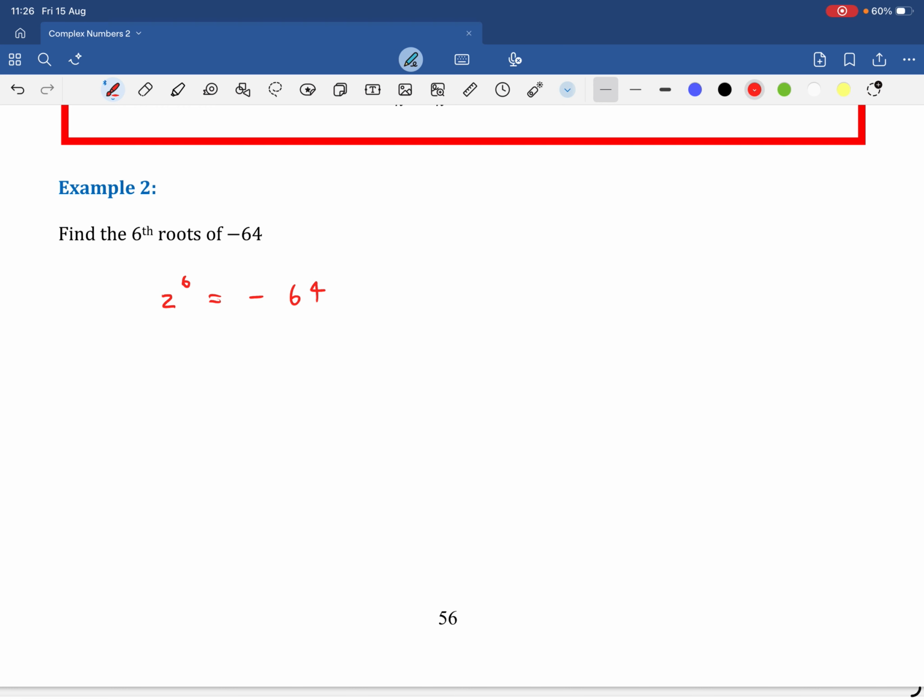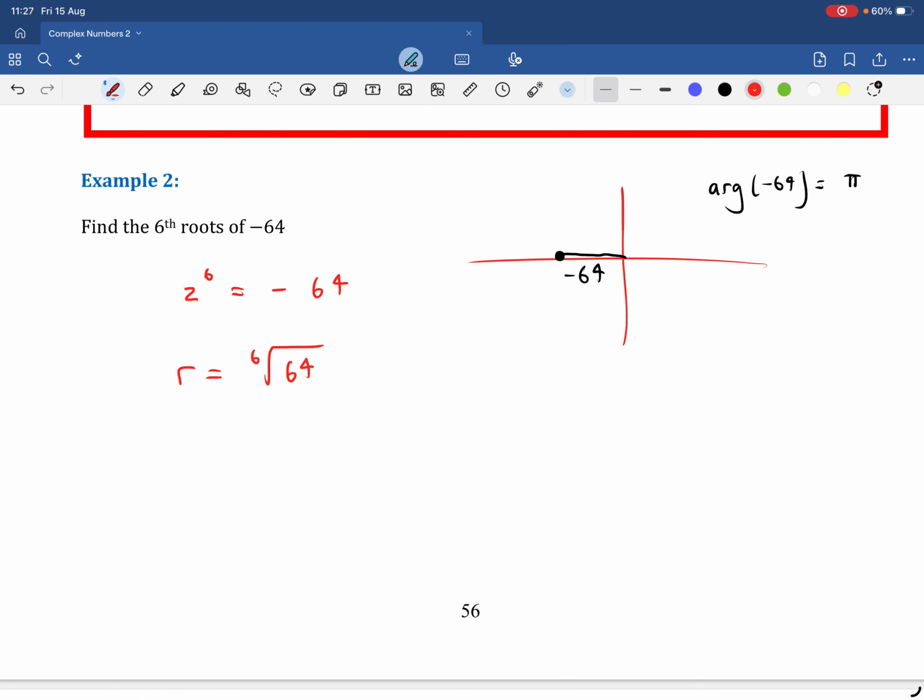What we're going to do, and this works every single time, is the first thing we're going to do is ask ourselves, the number 64, or negative 64, is over here. It's negative 64, and that has an argument. The argument of negative 64 is equal to pi. And we're actually going to say, first of all, well, r, which we're going to say is like the radius of the circle the complex roots of unity are, is going to be the 6th root of 64. And the 6th root of 64 is 2. Don't worry about the negative at the moment, just the 6th root of 64 is 2.